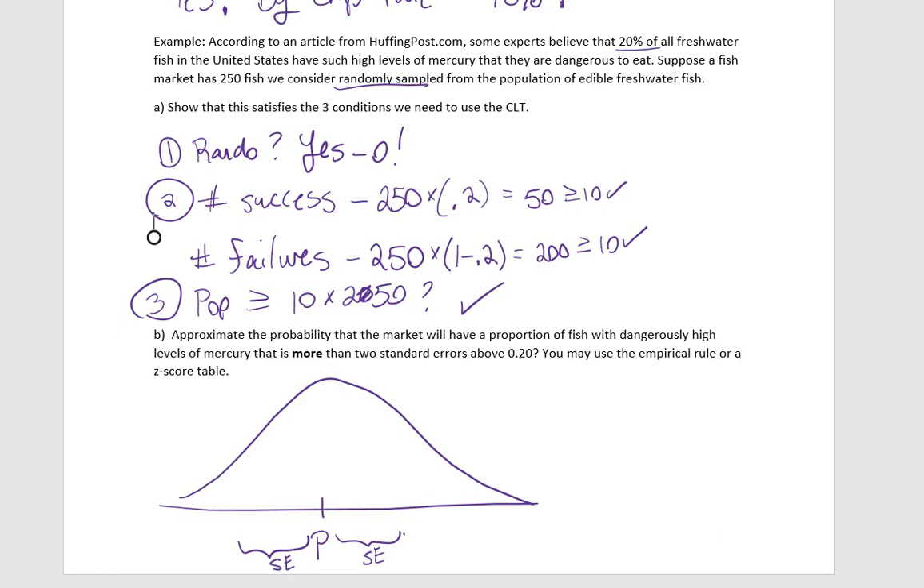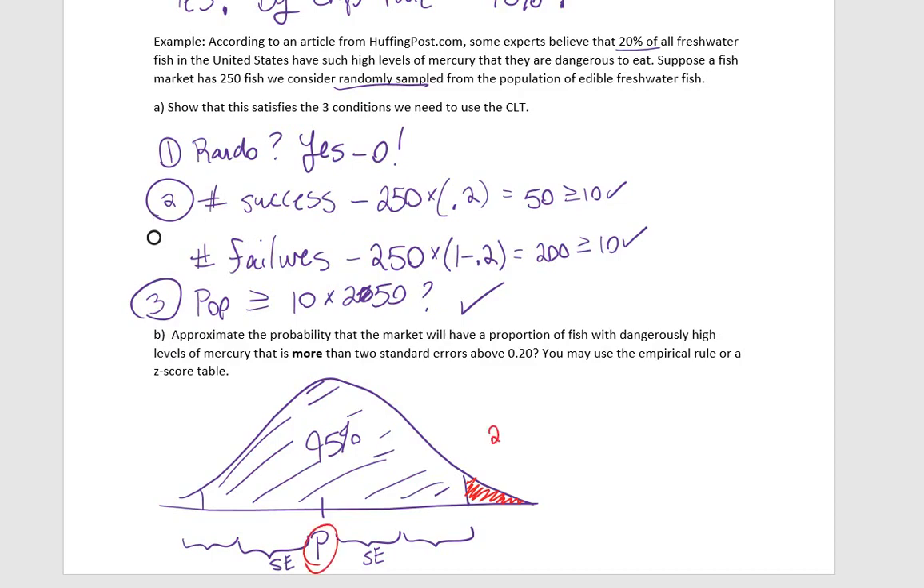Okay? So remember, if we go 2 standard errors out, that means that in the center we have 95% of our samples will probably fall somewhere in here. So what's the probability our sample has more than 2 standard errors above that 20% proportion we had? Well, that's going to be 2.5% by the empirical rule.